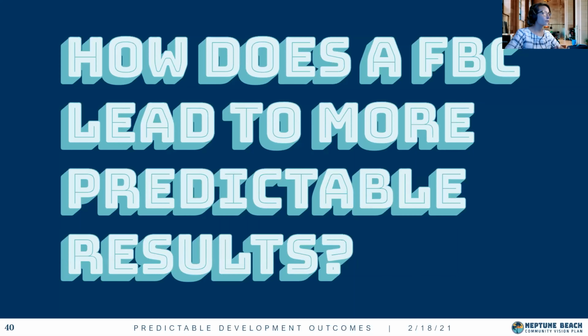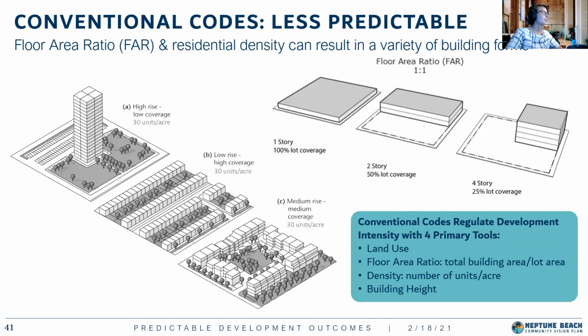So how does a form-based code actually lead to more predictable results? This is really why we're here today, to discuss this exact question. And so I want to compare or contrast some of what I just showed you with the conventional tools that are typically used to control building form and bulk and intensity. So conventional codes regulate development intensity with 4 primary tools.